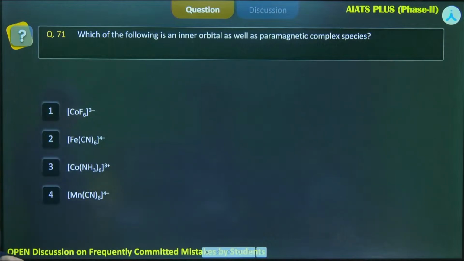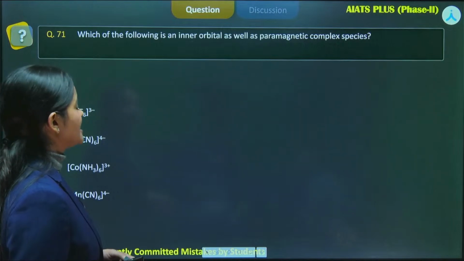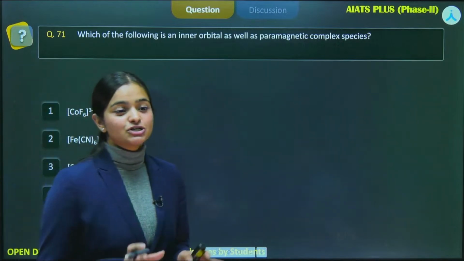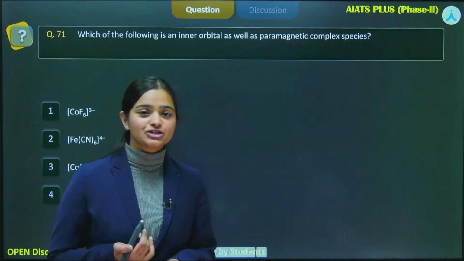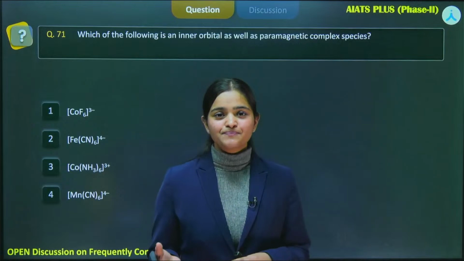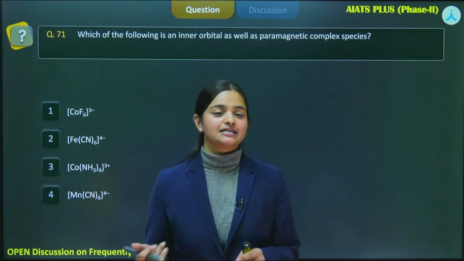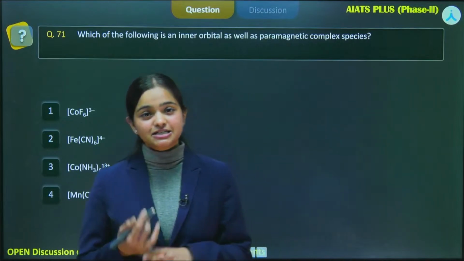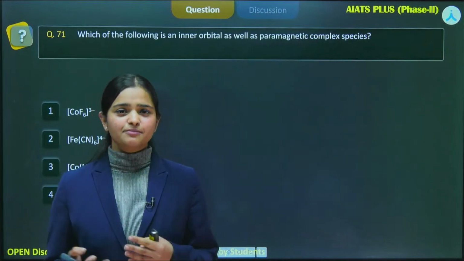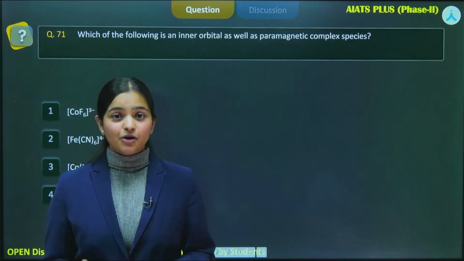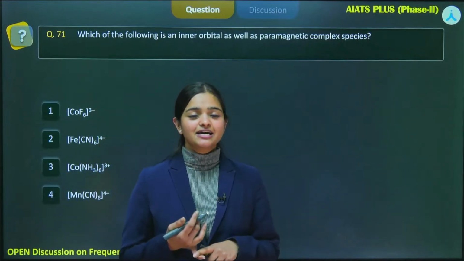So the first question that we have is, which of the following is an inner orbital as well as paramagnetic complex species? So this is a question from coordination compounds, right? And in coordination compounds we study complexes, and in those complexes we basically study three types of theories, that is valence bond theory, VBT, crystal field theory, CFT, and LFT. LFT is beyond your syllabus for now, but for now we study VBT, valence bond theory, and crystal field theory.